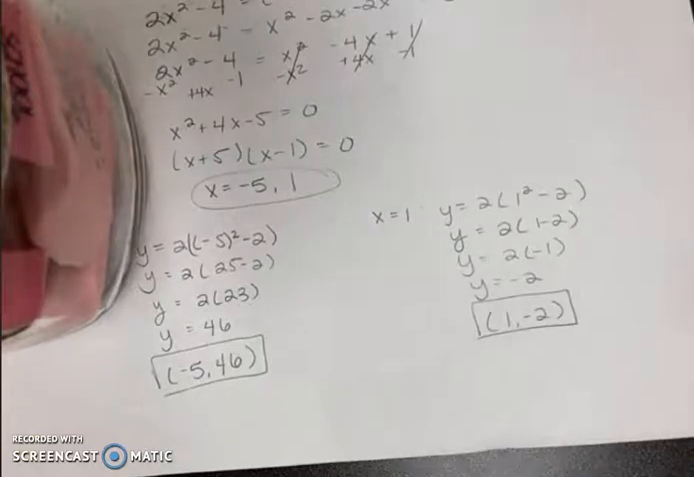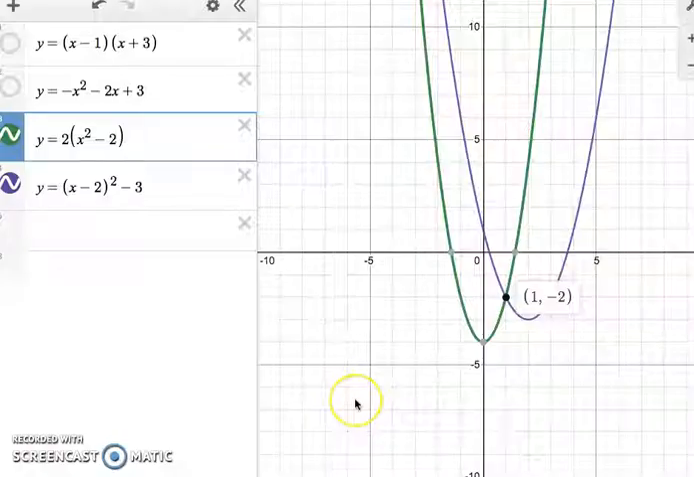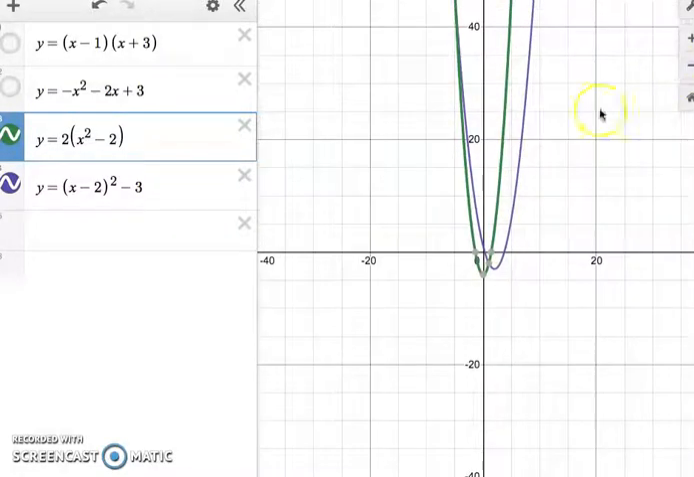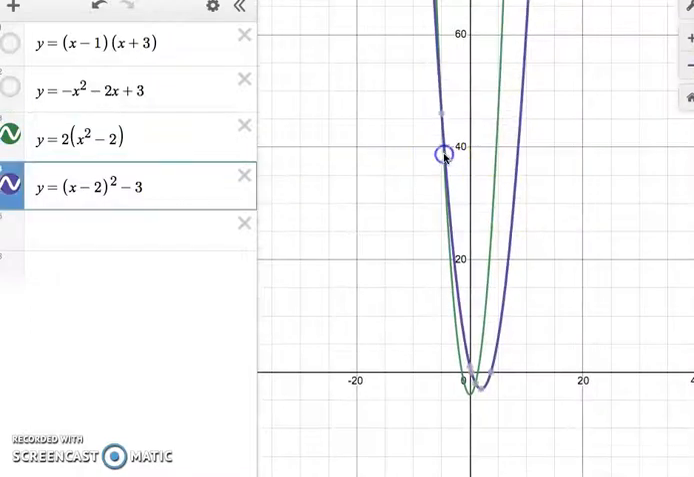Let's check Desmos and see what this looks like. When you check your answer in Desmos, we can easily see the (1, negative 2), but we'd have to zoom out in order to see the second point of intersection because it's really high up there. So that would be at (negative 5, 46), which is what we had.